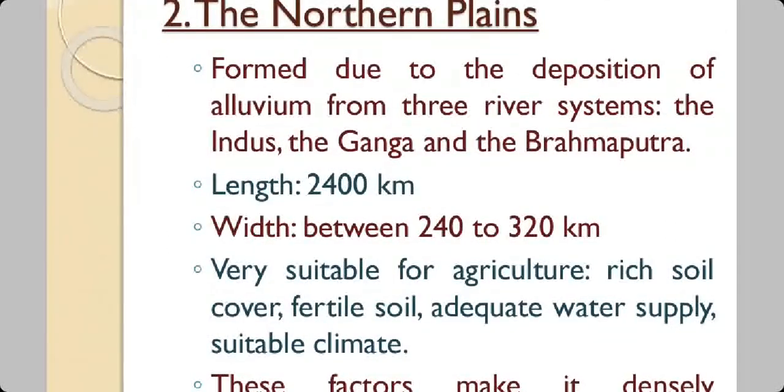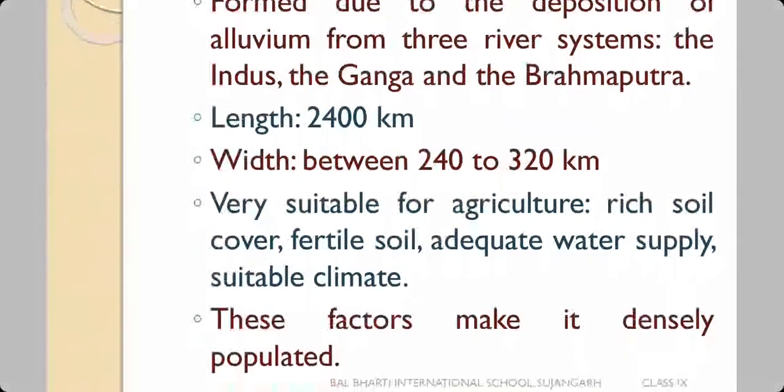The specialities of the northern plains: this is formed due to the deposition of alluvium from three river systems, just like I told you, and it has the same length from west to east as the Himalayas, that is 2400 kilometers, and the width varies between 240 to 320 kilometers.